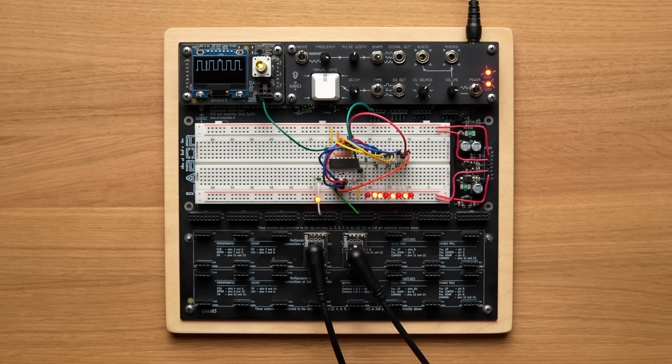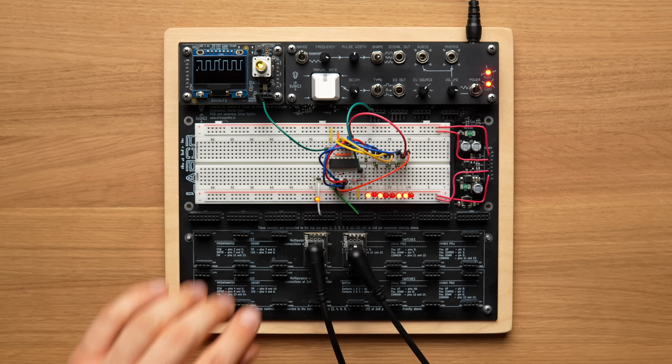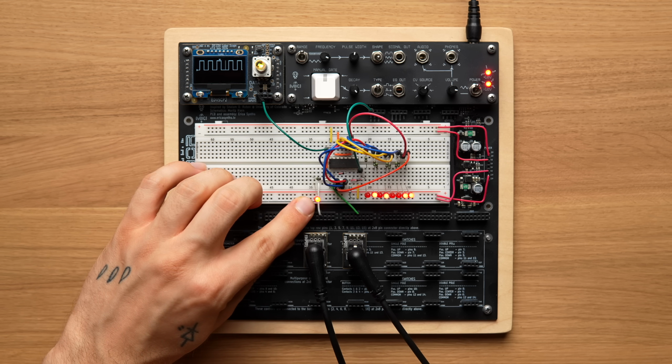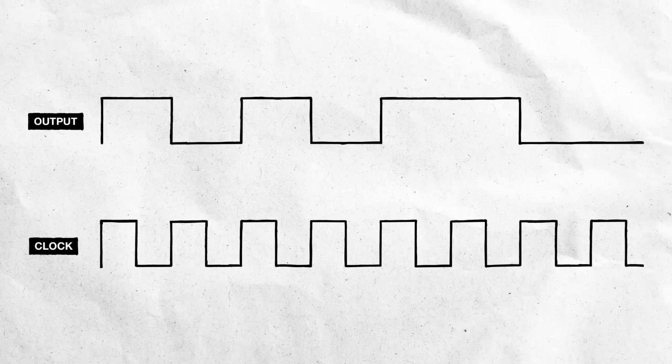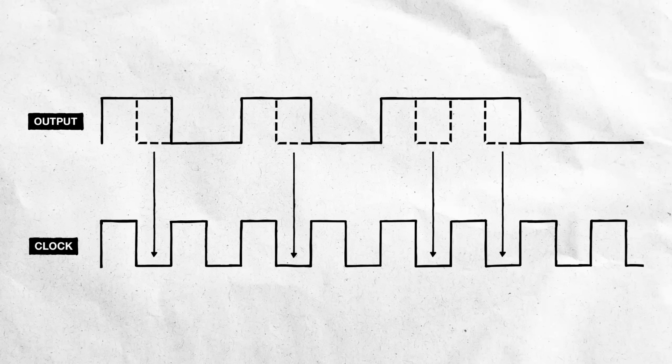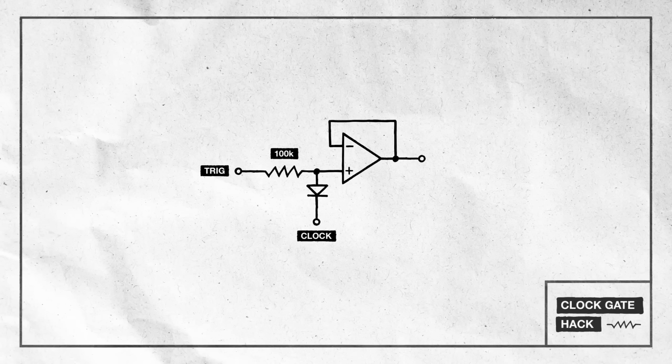Well, you might have noticed that while the output LED stays on, the clock LED still blinks. This means that if we found a way to pull our trigger output low whenever the clock is low, we should get 2 rising edges and 2 drum hits. Great, but how do we do that? It's actually pretty simple. All we need are 3 components: an op-amp, a 100K resistor, and a diode.